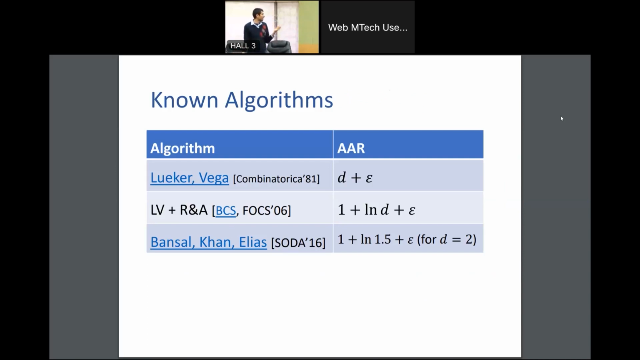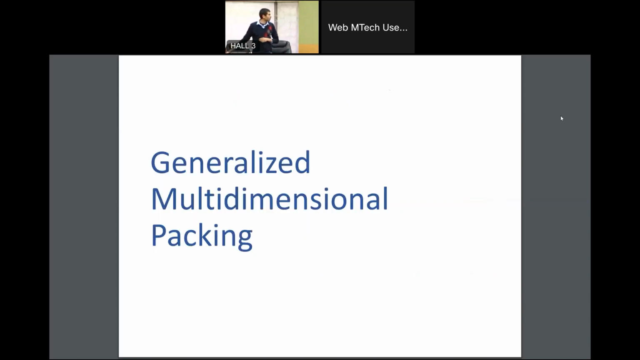So here are some of the known algorithms. One of the first algorithms had an asymptotic approximation ratio of d plus epsilon, where we're working on the d-dimensional vector bin packing problem. And then Bansal, Caprara, and Sviridenko devised a technique called the round and approx framework, and they combined that with Lueker and Vega's algorithm, and that gave us an asymptotic approximation ratio of 1 plus ln d plus epsilon. And then Bansal, Khan, and Elias improved that further to 1.5 plus epsilon for the special case where d equals 2.